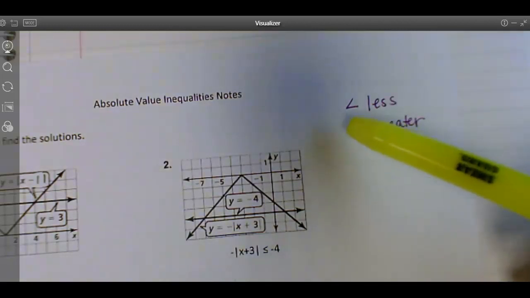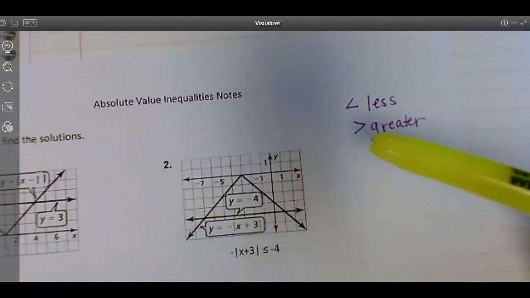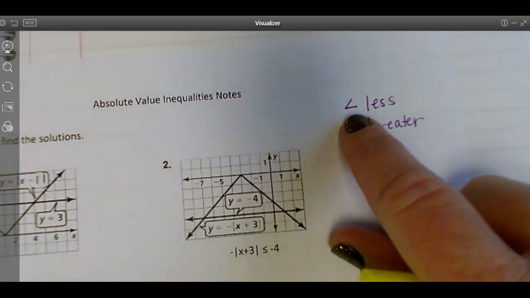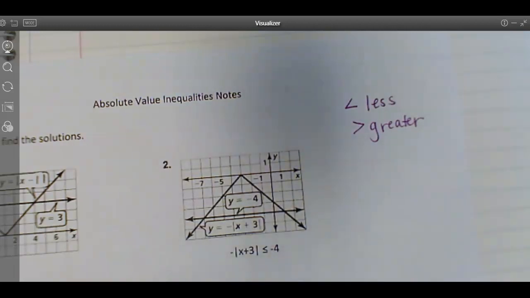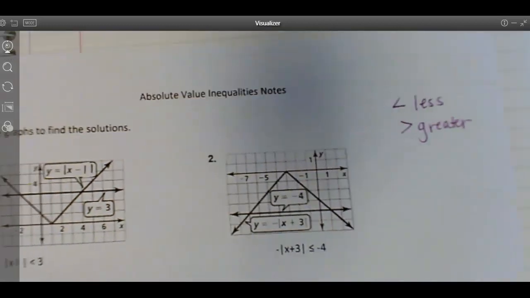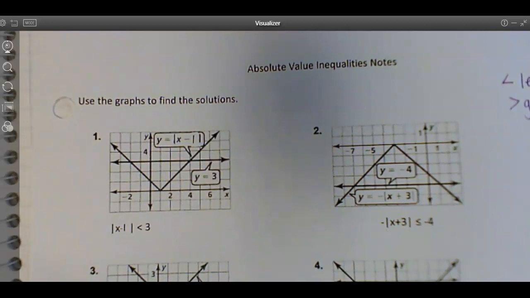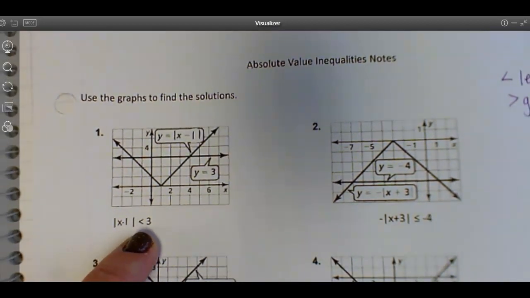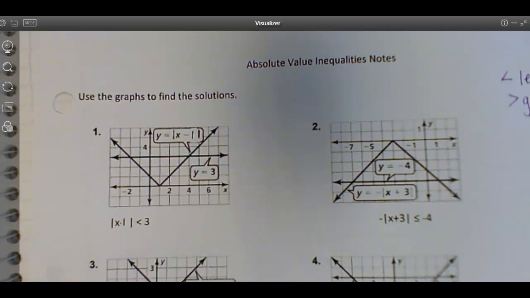The part about the alligator and all of that, I just remember that it's always pointing at the thing that's less. Okay? That's the way I think about it, it's always pointing at whatever's less. So, in number 1, we're trying to figure out where the absolute value is less than 3. And notice in these first few problems, the graph is already there for you, but I'm going to also show you there's a couple ways that you can graph it and look at the answer.